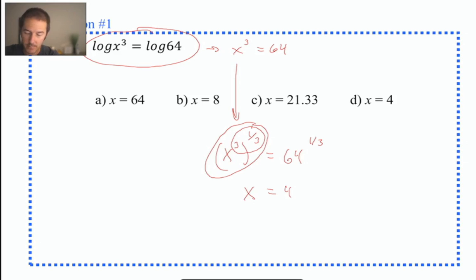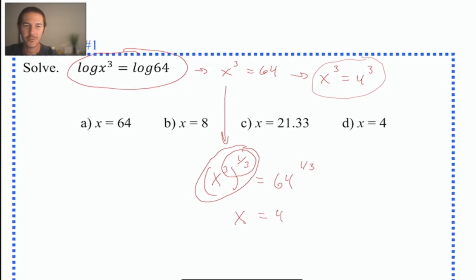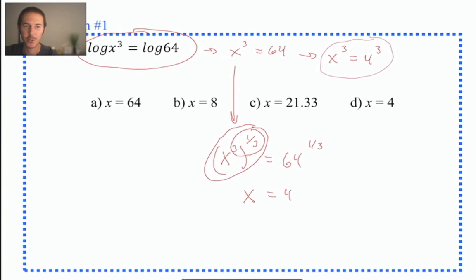And finally, I recognize that 64 is 4 to the third power. If I just go into this equation and I match up the pieces, the exponent is the exponent, so the base must be the base, which means the x must be the 4. x equals 4. Or you could take this equation and raise both sides to the 1/3 power in order to get rid of the exponents. So a lot of options, all right? Use whatever it is that's going to work most reliably for you.